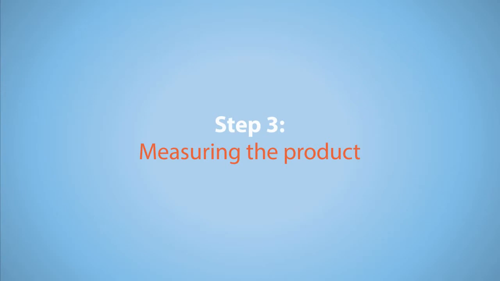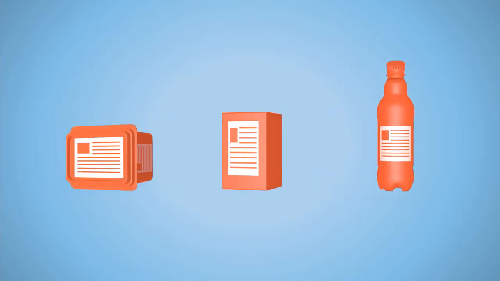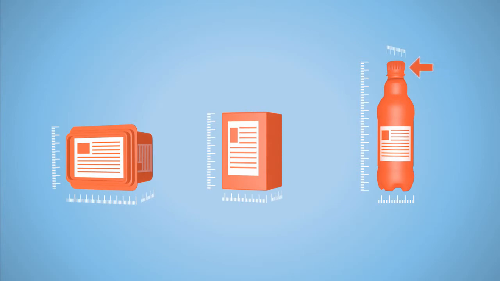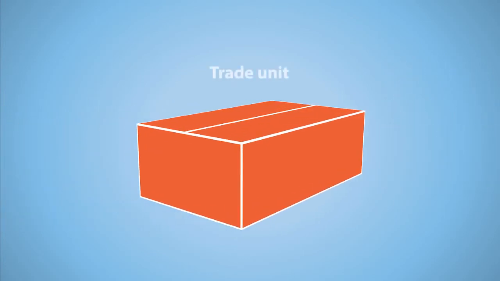Step 3. Measuring the product. When both the front and the orientation of the product have been determined, the actual measuring can begin. Measure height, width, and depth of the product, including caps, lids, and other protruding elements. Apart from consumer products, there are also trade units or non-consumer trade items. A trade unit can be a box or pallet used for ordering or delivering more products at once.